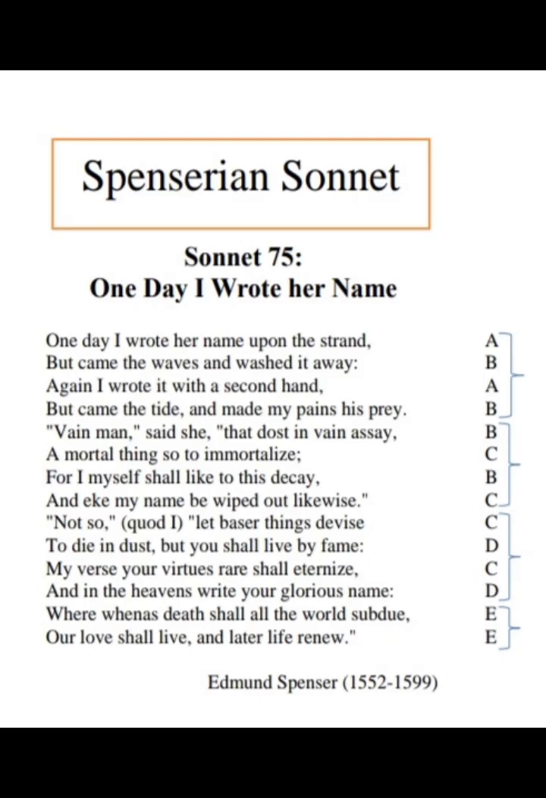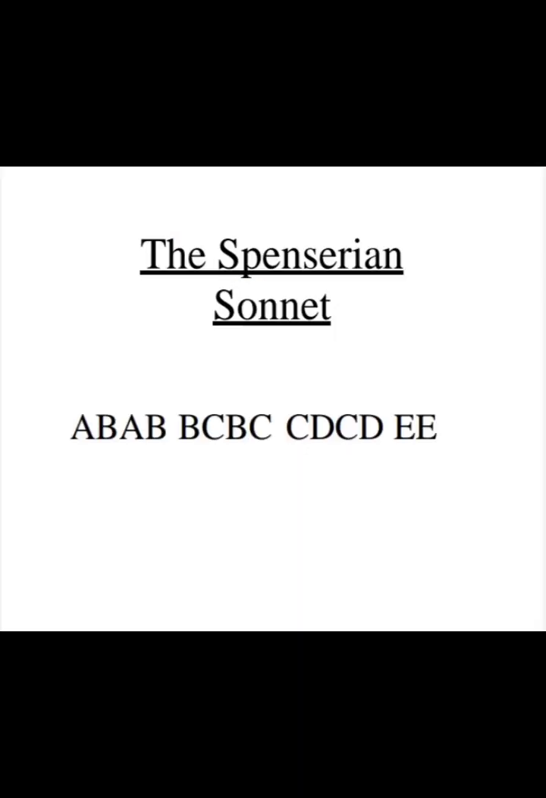The Spenserian sonnet is composed of 14 lines, broken into 4 stanzas, 3 quatrains, and a couplet. The Spenserian sonnet looks like the Shakespearean sonnet, which has 3 quatrains and a couplet too, but differs in the rhyming pattern or scheme. The rhyming scheme of the Spenserian sonnet is ABAB, BCBC, CDCD, EE.